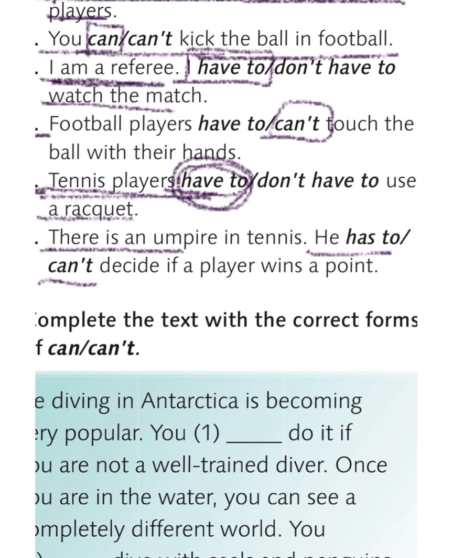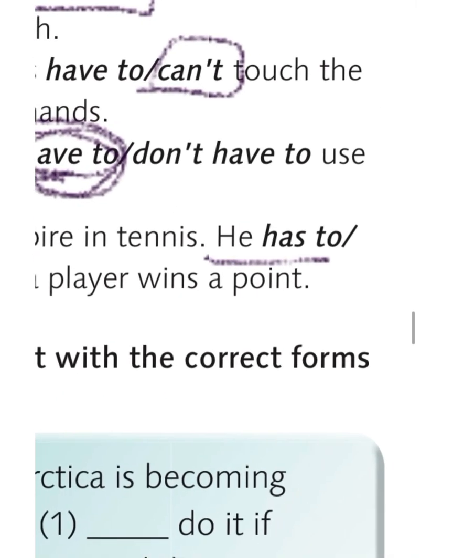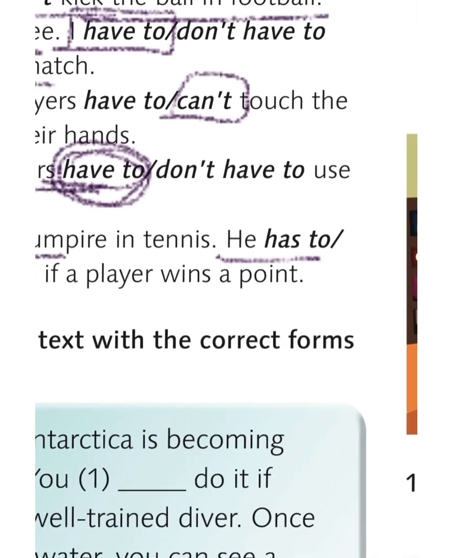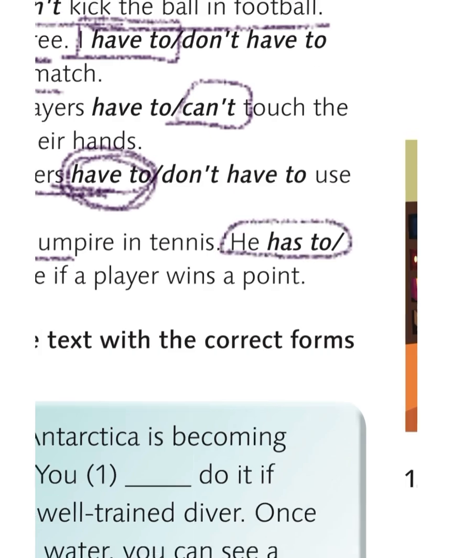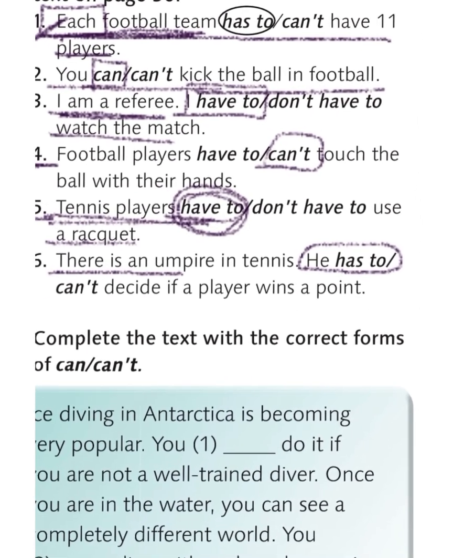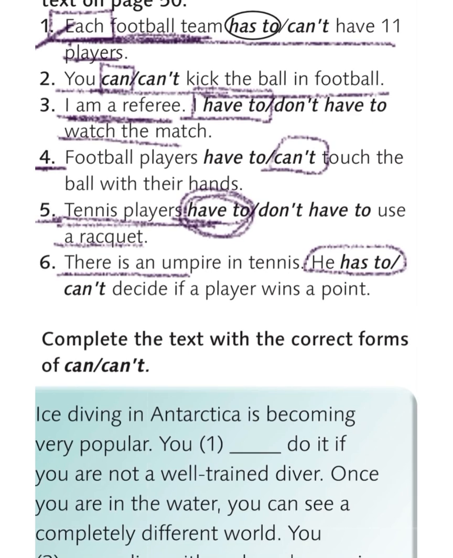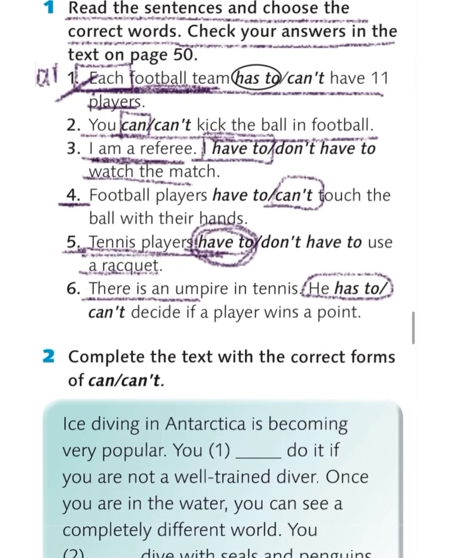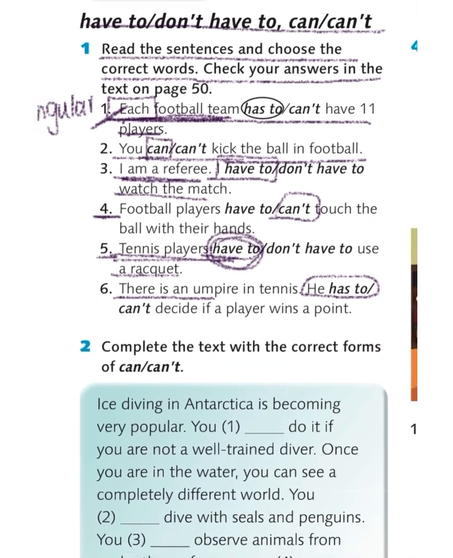So he has to. Something he has to do. Necessary to do. مهم يعمله. So he has to. Okay? There is an umpire in tennis. He has to decide if a player wins a point. Okay. This is for exercise number 1.